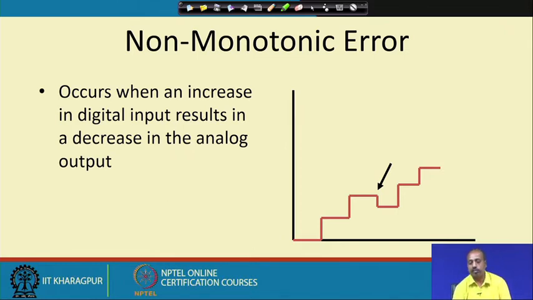Naturally, this is not desirable. My DAC should not have this type of behavior. But sometimes, if we know that it has non-monotonicity at some values, then we can avoid those values. The processor may avoid sending those values to the DAC, or some other care may be taken, but ideally this should be avoided.